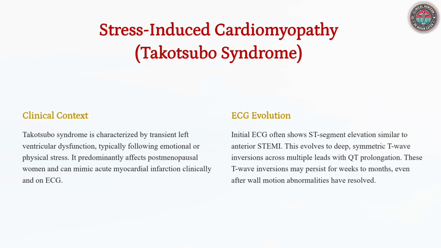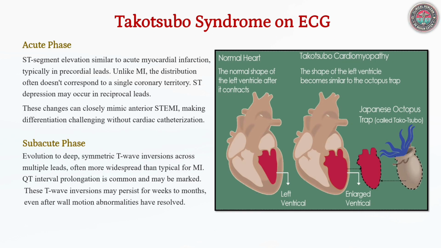Stress-induced cardiomyopathy or Takotsubo syndrome. Takotsubo syndrome, also known as broken heart syndrome, is a transient left ventricular dysfunction triggered by severe emotional or physical stress. ECG changes initially mimic anterior STEMI, with ST elevation in precordial leads, but coronary angiography reveals no obstructive coronary disease. As the condition evolves, T-wave inversions and QT prolongation develop, often persisting for weeks. Understanding this syndrome prevents unnecessary thrombolysis and ensures appropriate supportive management.